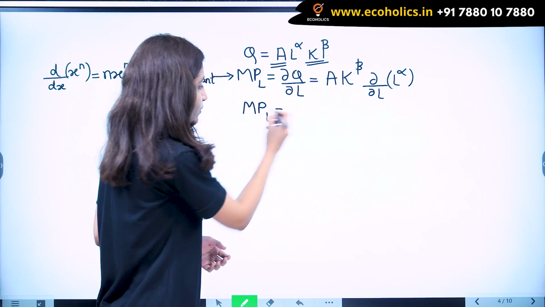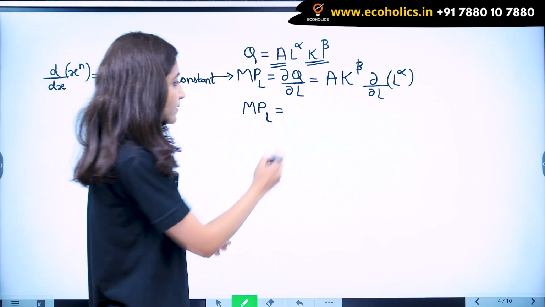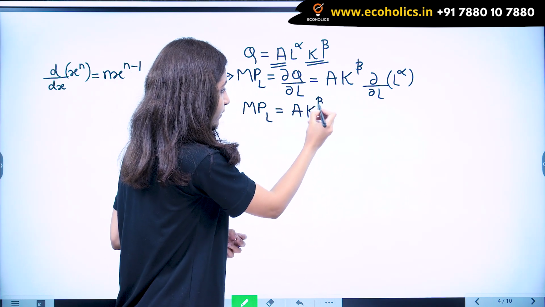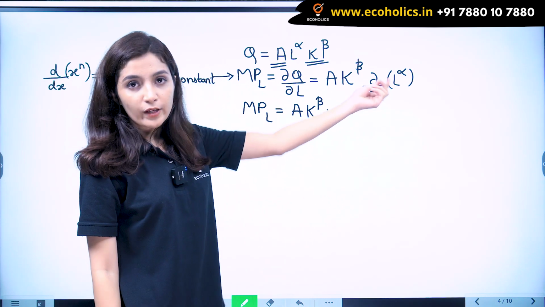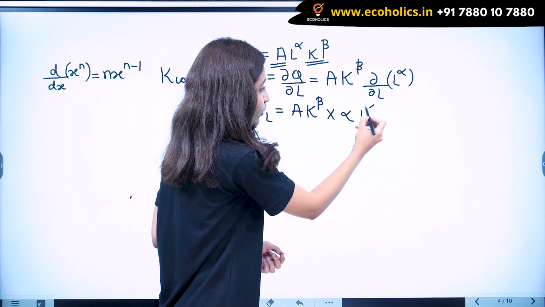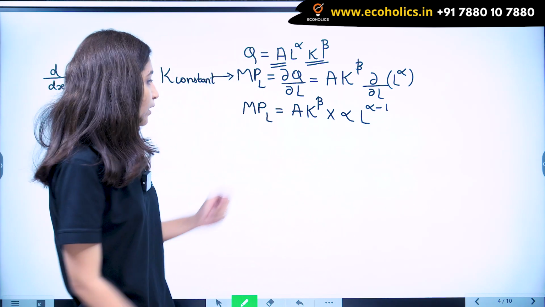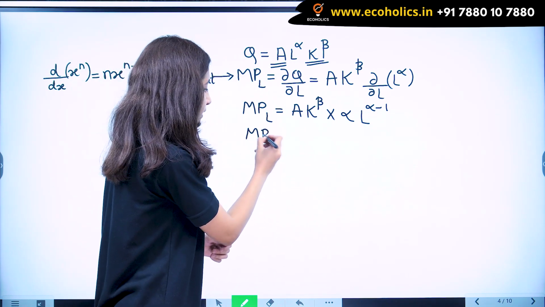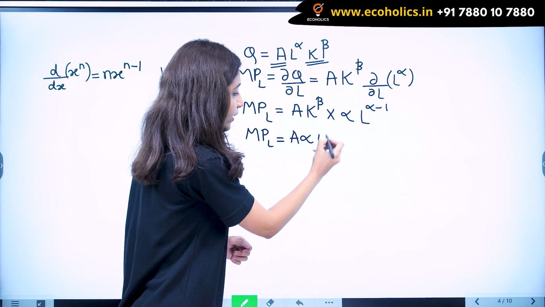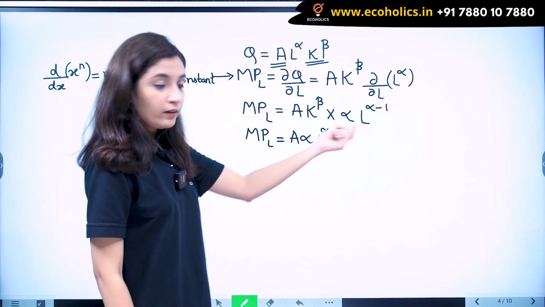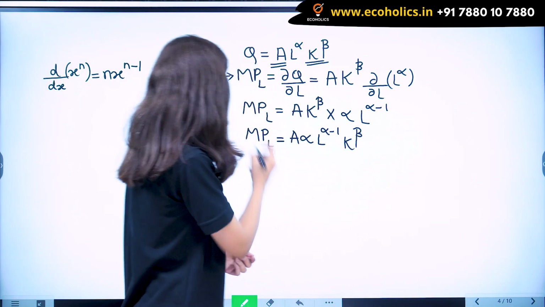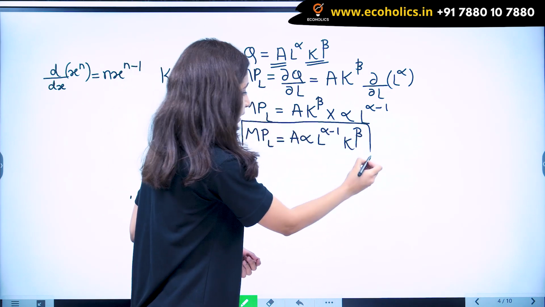So MPL, that is marginal product of labor, will be given as A K raised to beta into, now L raised to alpha will be given as alpha L raised to alpha minus 1. So we can write this as A alpha L raised to alpha minus 1 into K raised to beta. So this is the marginal product of labor.